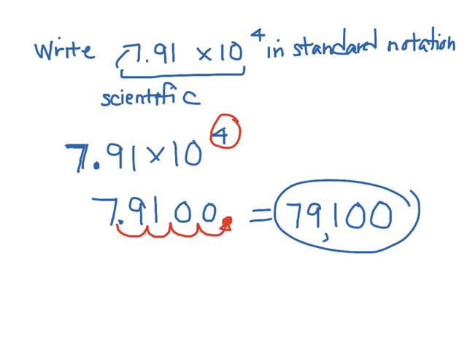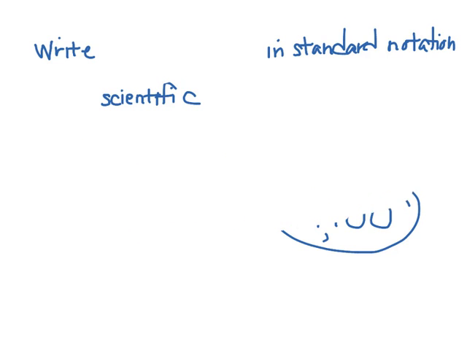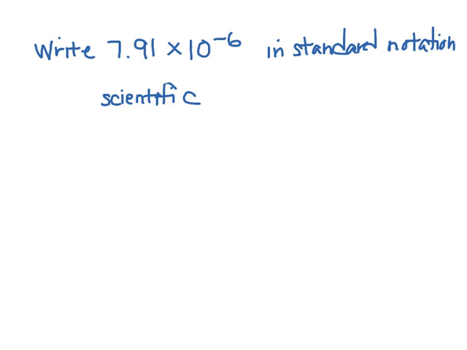Let's instead try something a little bit different. We'll still stick with 7.91 times 10 to the negative sixth, and we want to write that in standard notation. So again, I'm going to start off with 7.91. And because my exponent is negative, 10 to the negative 6, I'm going to move it left 6 places.